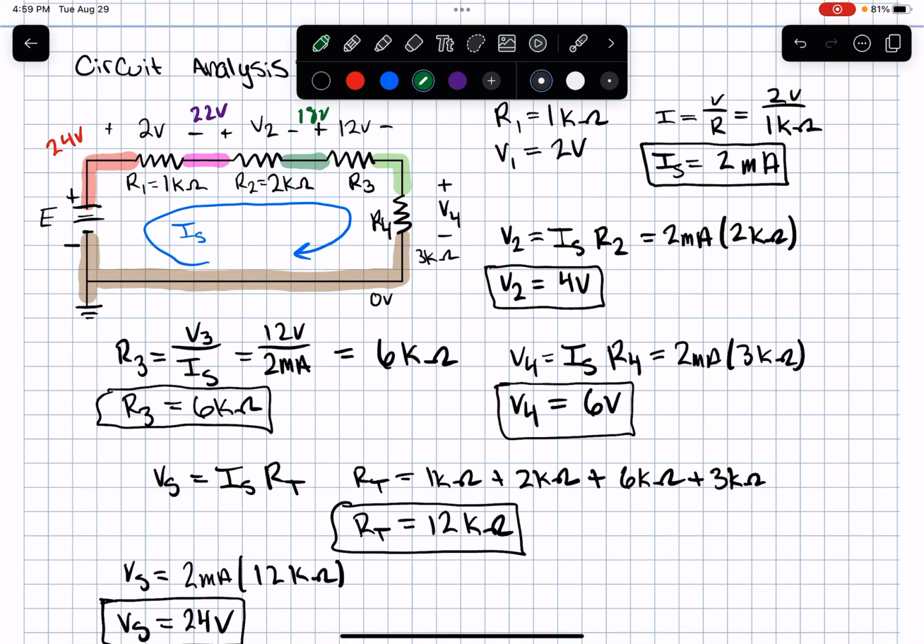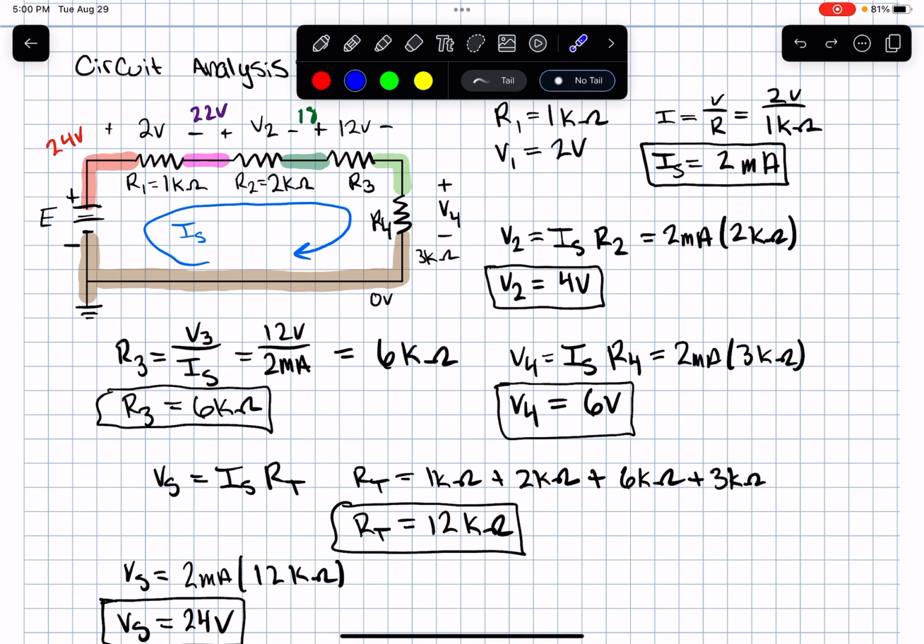Minus 12, because you're dropping. You're going from a high potential to a low potential. This node is at a lower potential compared to this one. So again, as we're going, we're dropping potentials here. We're dropping 2 volts across this resistor. We're dropping 4 volts across this resistor. We're going to drop 12 volts across this resistor. 18 minus 12 gives us 6 volts.